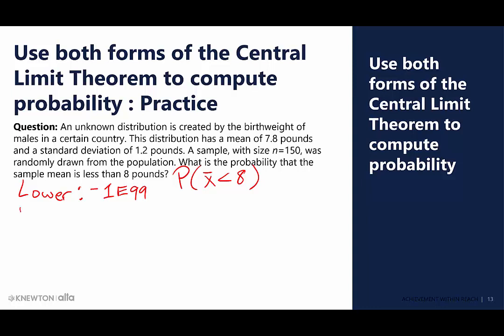The upper bound is going to be 8, right? Because we're stopping at that 8. That's our largest value. And our mean will be the same thing as the population mean. So the distribution has a mean of 7.8 pounds. So that's our mean. And then our standard deviation will be the 1.2 pounds divided by the square root of our sample size, which is 150. Okay, so here we go.